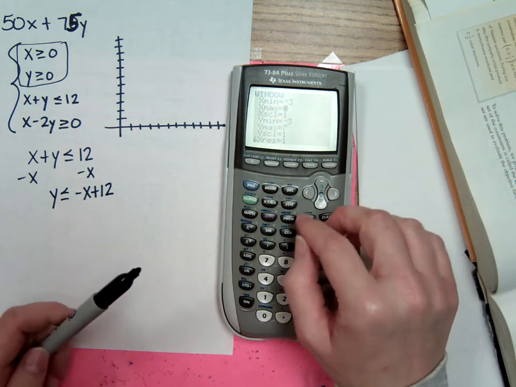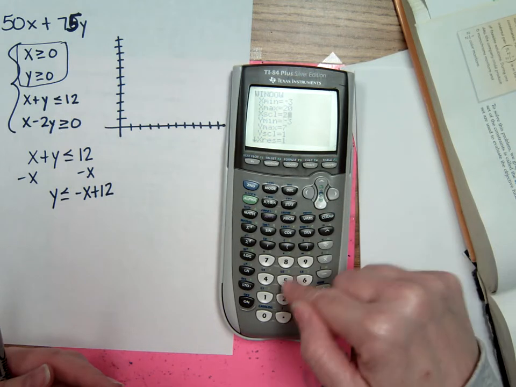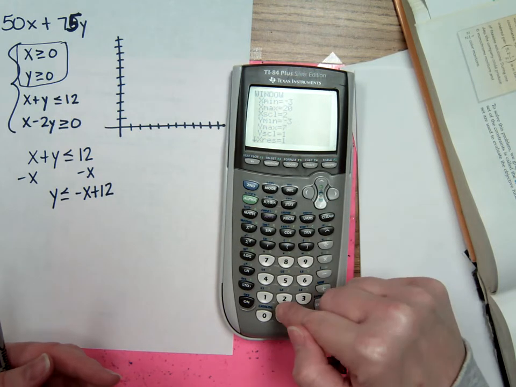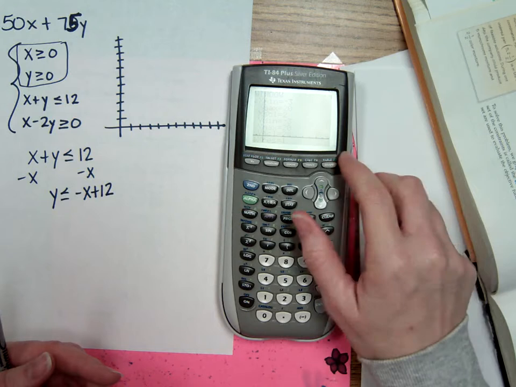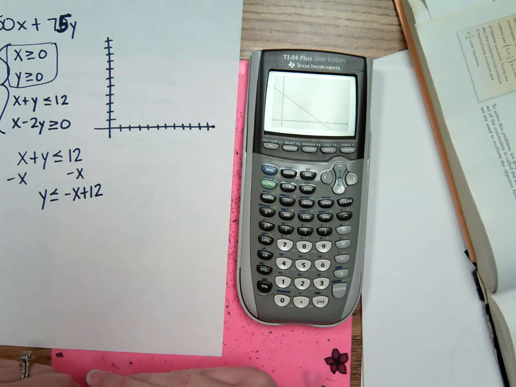X minimum of 3 is fine. X maximum, I think I'll go up to 20, and I'm going to count by 2's. And I'll go up to 20 for y, and I'll count by 2's. That's a better looking graph. Okay, so that looks something like that. It's beautiful.